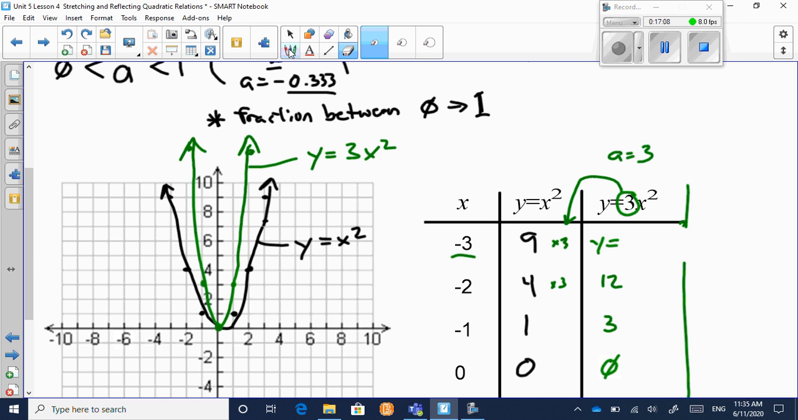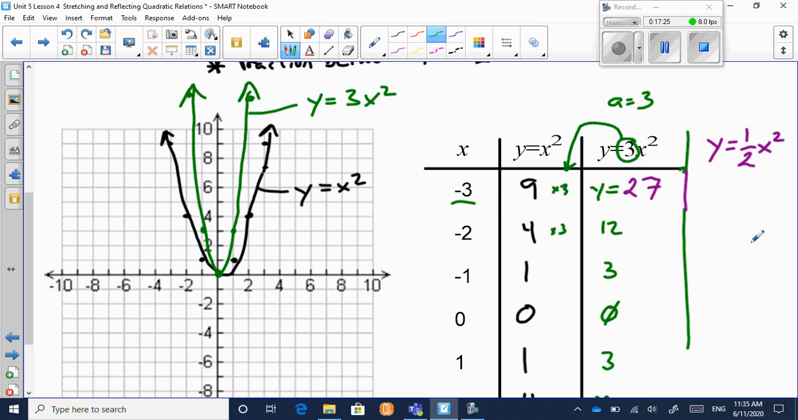So that one was 27. Okay, so here, how about if we did y is equal to 1/2 x squared? So what would that do? Well, it's going to be half of whatever this value is. So half of 9 is 4.5.